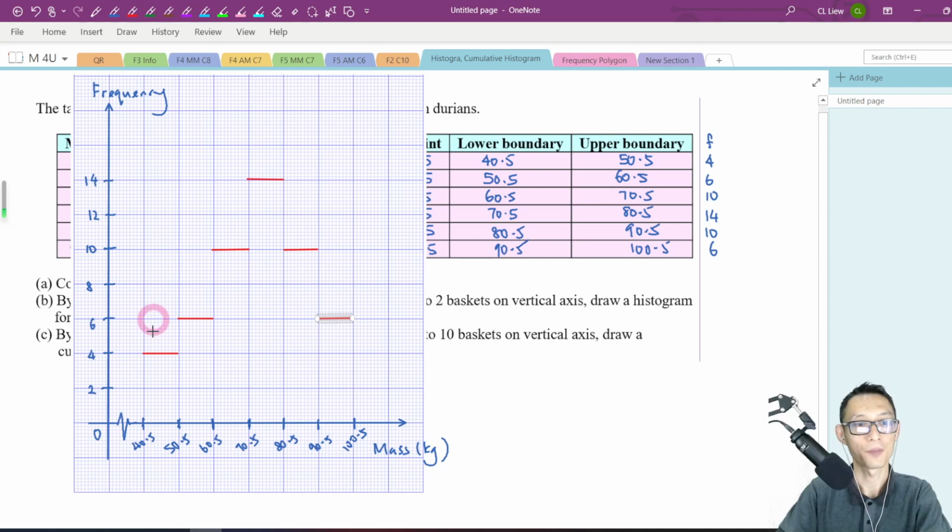Okay, all correct. Now, what I need to do next is just connect the lines here. Draw a line from here to here. From here to here.